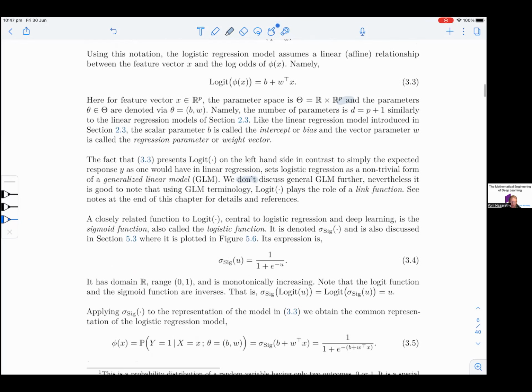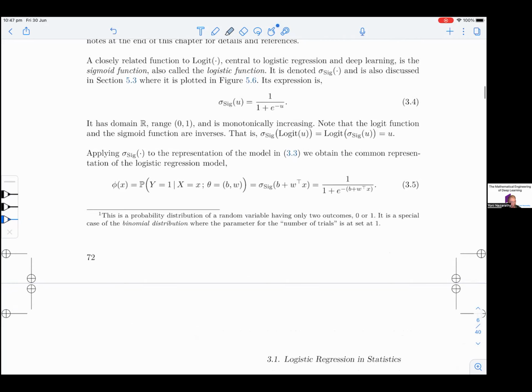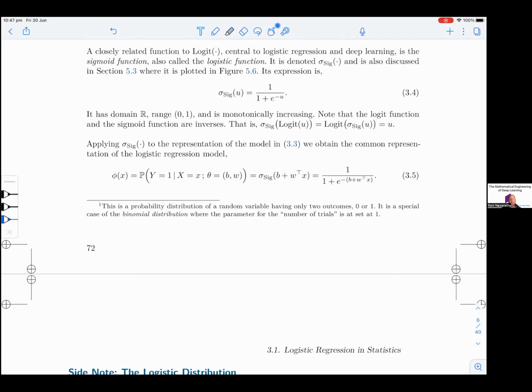A closely related function to logit, central to logistic regression and deep learning, is the sigmoid function, also called the logistic function. It is denoted in this book sigma sub sigmoid. That's how we denote this function, and it is also discussed in section 5.3, in chapter 5, where it's plotted in figure 5.6. Its expression is sigmoid of u is 1 on 1 plus e to the minus u.